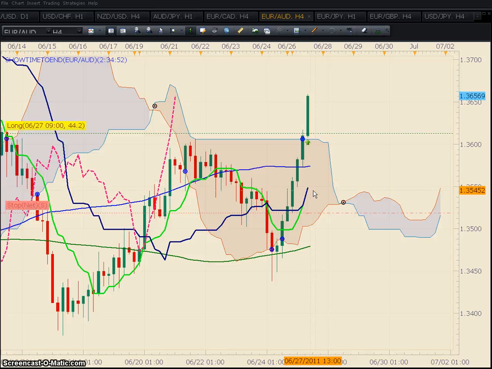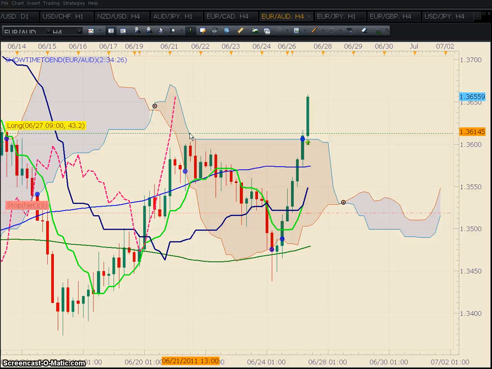Hopefully I can get it set up to it's above here. Now we're in the 44 pip profit right now, and this market is moving strong, and you could expect a pullback with strength like this, but it might run for a little while. So you can never know what the market's gonna do. You just have to follow your rules and follow your trade out.